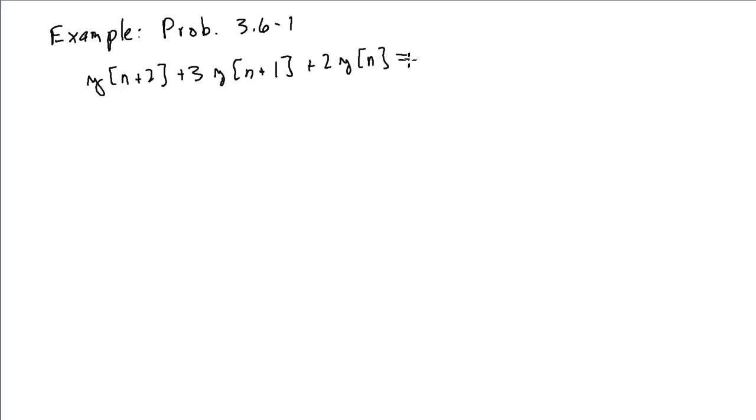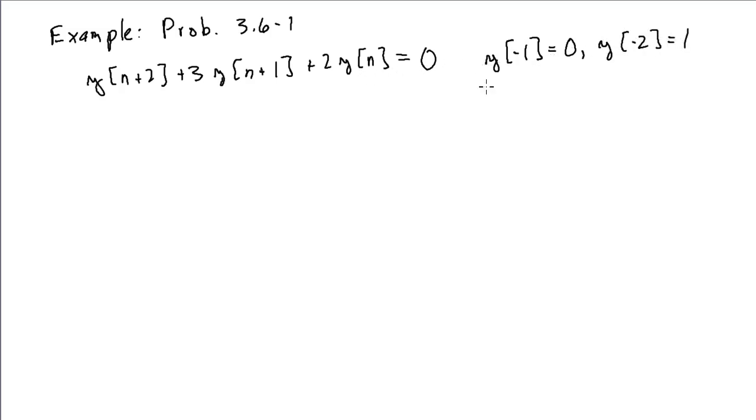This is problem 3.6-1, where we're asked to solve the following difference equation: y of n plus 2 plus 3y of n plus 1 plus 2y of n is equal to 0, setting the right hand side equal to 0. We're given the initial conditions: y of minus 1 is equal to 0, and y of minus 2 is equal to 1.